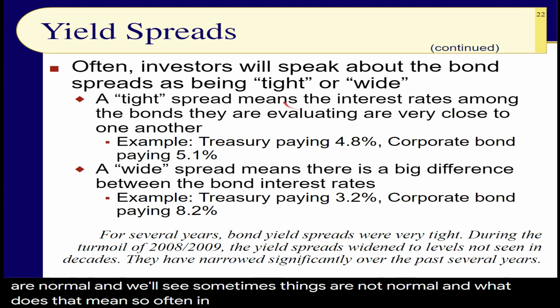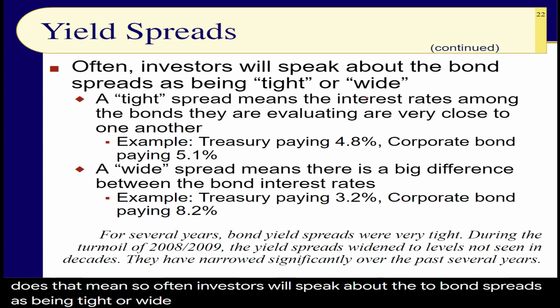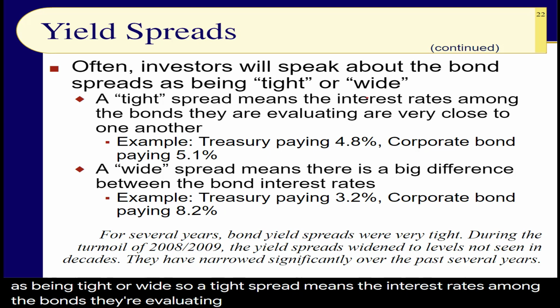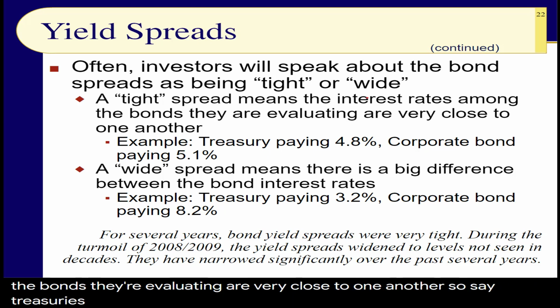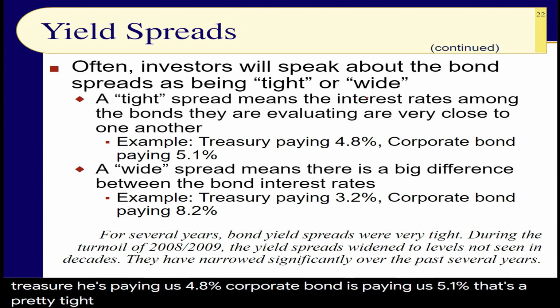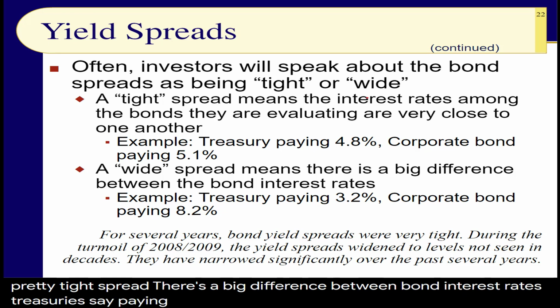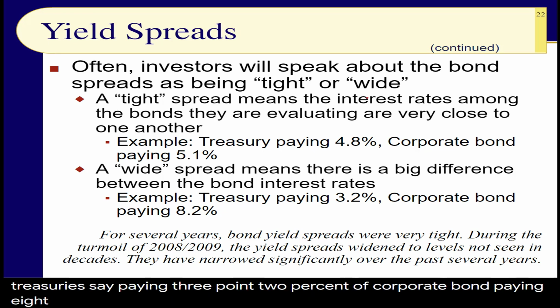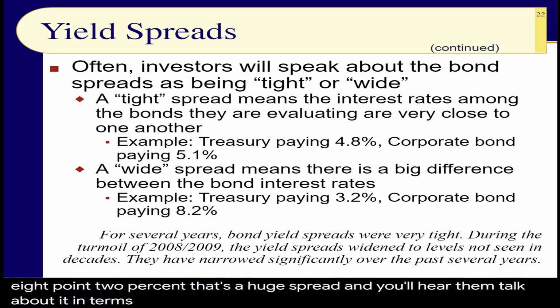So often investors will speak about the bond spreads as being tight or wide. So a tight spread means the interest rates among the bonds they are evaluating are very close to one another. So say a treasury is paying us 4.8%, corporate bond is paying us 5.1%. That's a pretty tight spread. A wide spread means there's a big difference between bond interest rates. Treasuries, say, paying 3.2%, a corporate bond paying 8.2%. That's a huge spread. And you'll hear them talk about it in terms of basis points.